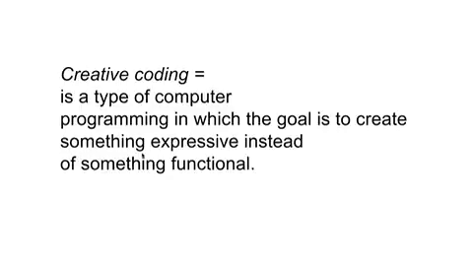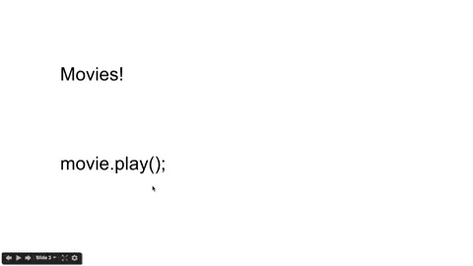And creative coding is a type of computer programming in which the goal is to create something expressive instead of something functional. Like movies. Today, we're going to learn how to tell a movie what to do. In this case, we're going to give the movie a command called play. Now, I bet you can imagine what this is going to make the movie do as a result.